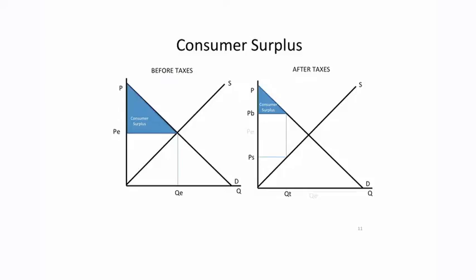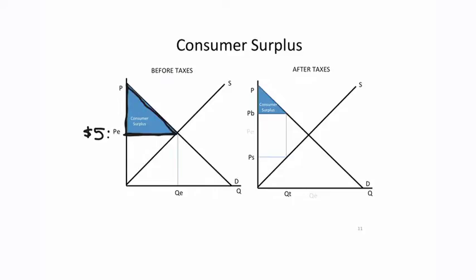Before the tax, the price was $5, the equilibrium price, and it was the same for buyers and sellers. So remember, our consumer surplus is the area above the price and below the demand curve. So here's our area of consumer surplus before the tax.